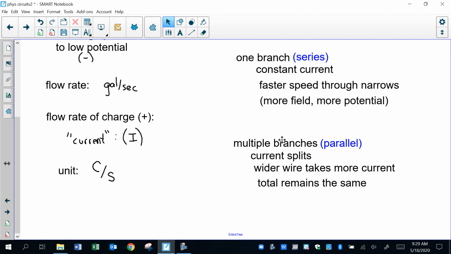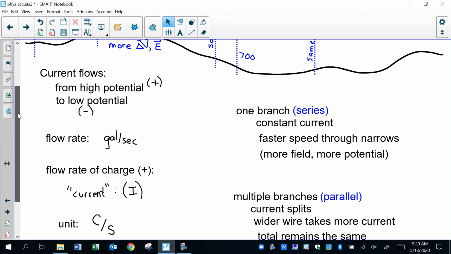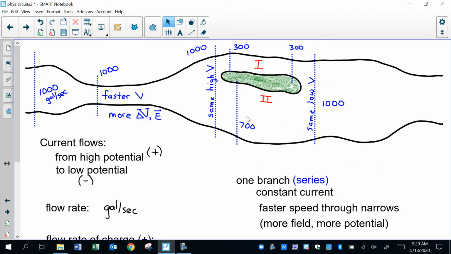When we have multiple branches, that's branch 1 and branch 2, our current has to split up. The wider wire is going to take more current, so if we glance up, it's probably not a surprise that I labeled this one with a big number and this one with a small number. This one has more room. It's going to allow more water to go through.